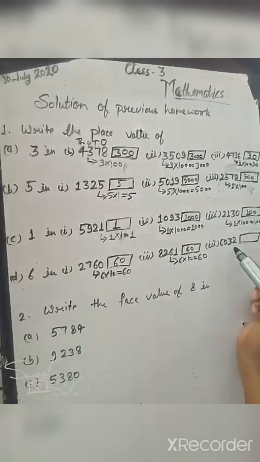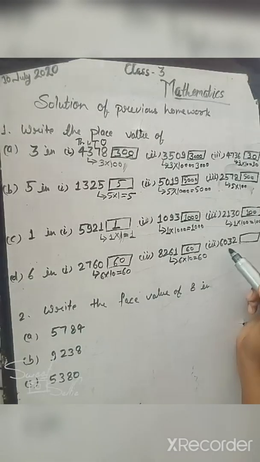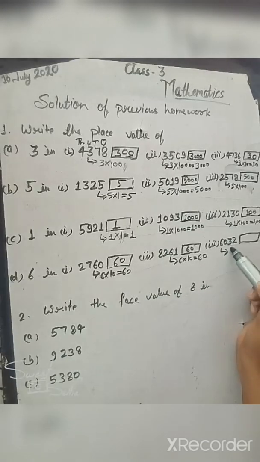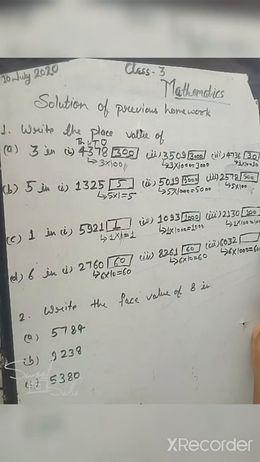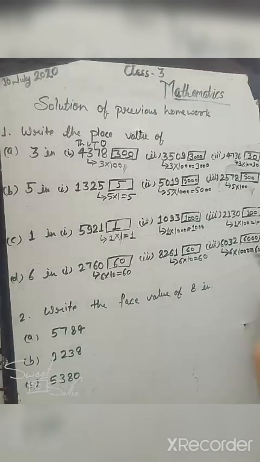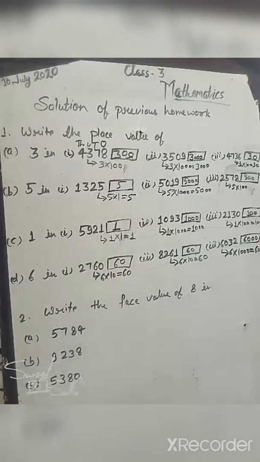Look at third, 6032. So 6 is at the 1000 place, so we will multiply it with 1000. So 6 multiplied by 1000 is equal to 6000. Then we will write here 6000. In the numeral 6032, the place value of 6 is 6000. Okay, look at the second question.